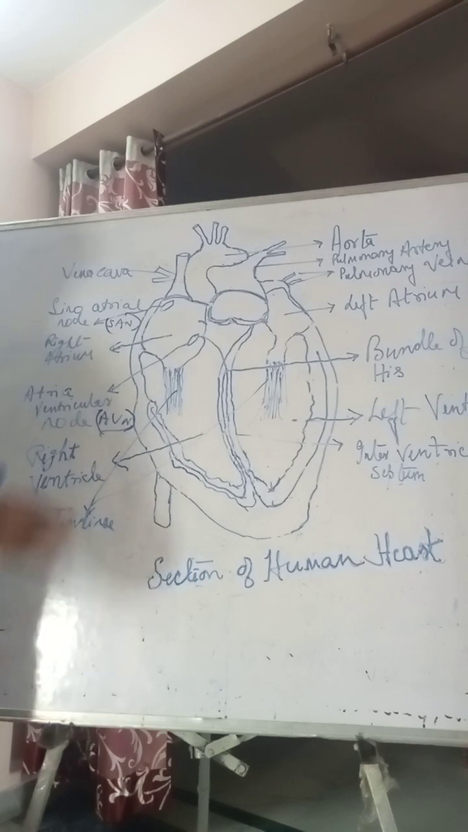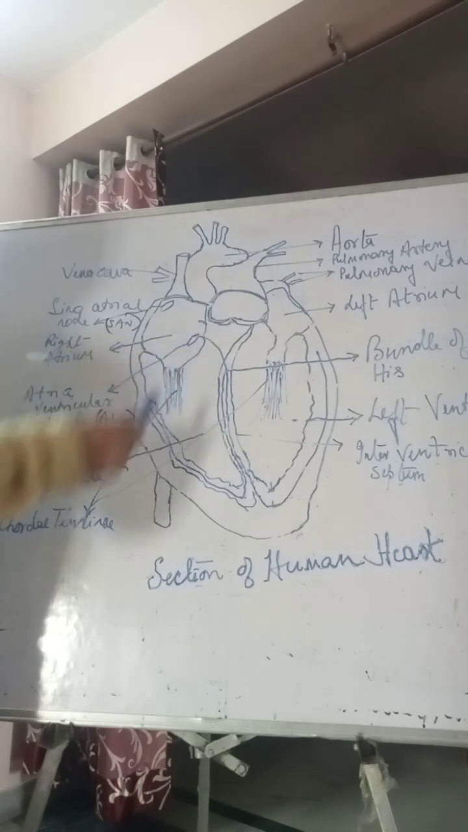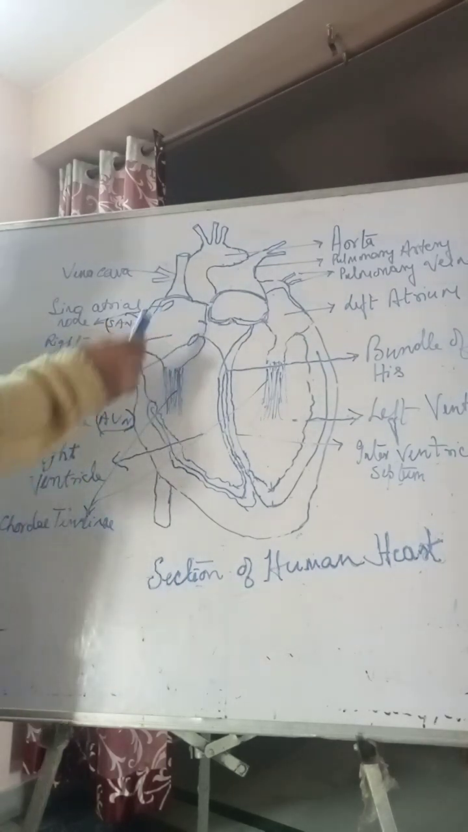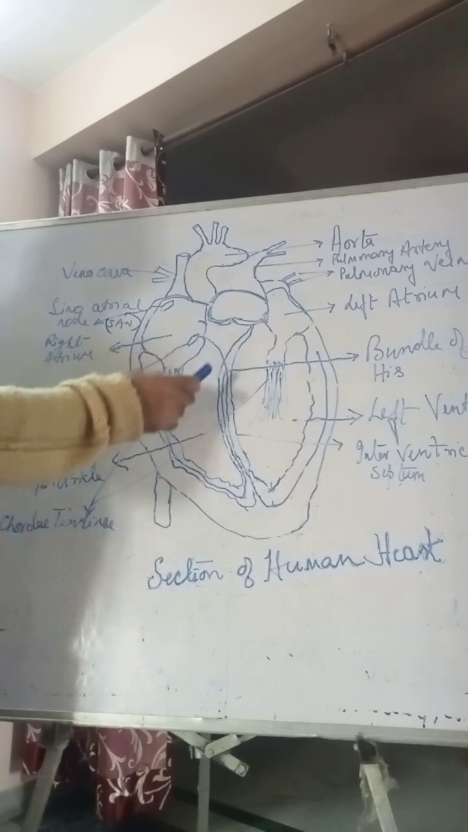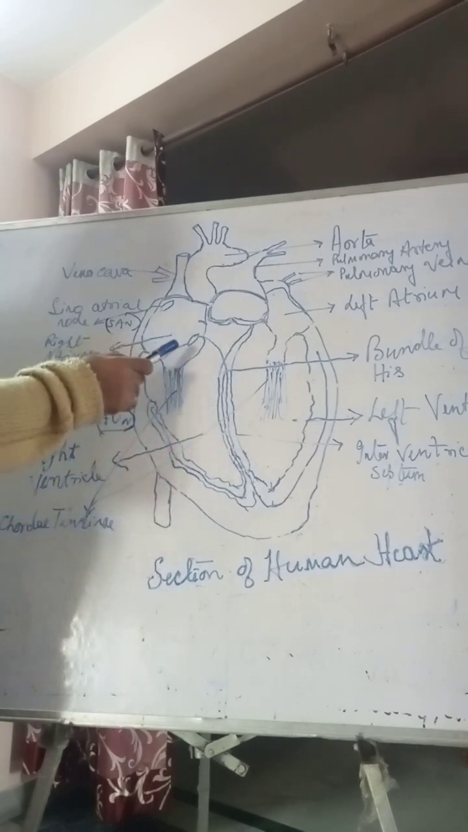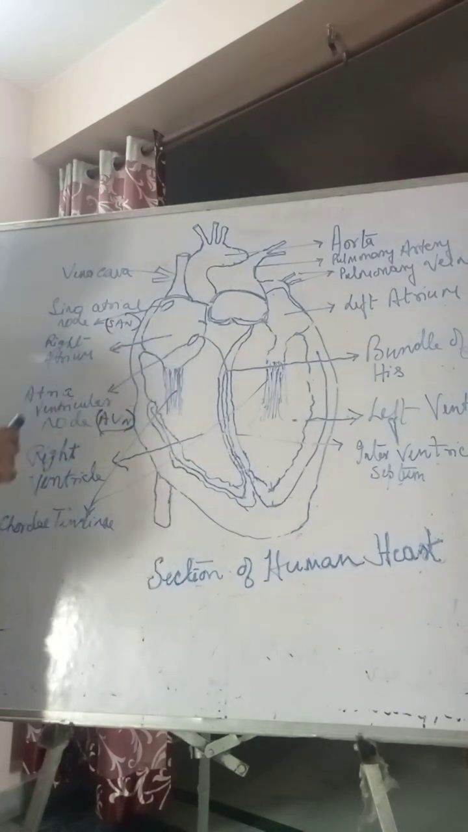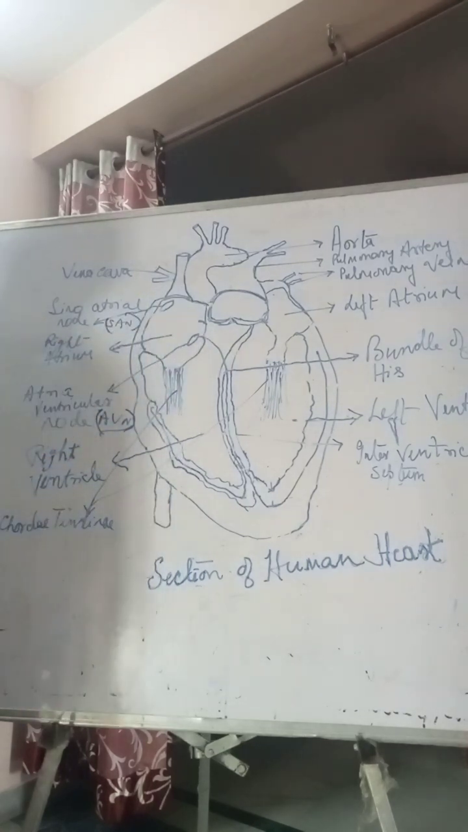Again you can find another mass here, the AVN, which is known as the atrioventricular node, because it is very close to the ventricles. You see, very close to the ventricles. So this is called the atrioventricular node.